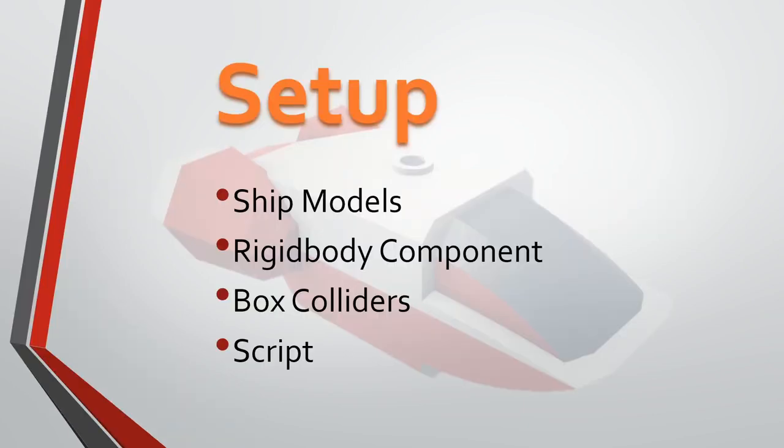Before I jump into Unity, I want to talk about the setup I have here. I'm going to have several ship models in a scene, and each of these models is going to have rigidbody components. They each will have box colliders, and they're all going to have different box colliders, and I'll explain that when I get in there. And they each also have the same script applied to them for input and physics forces.